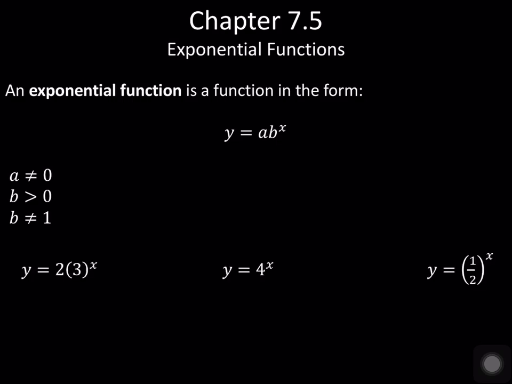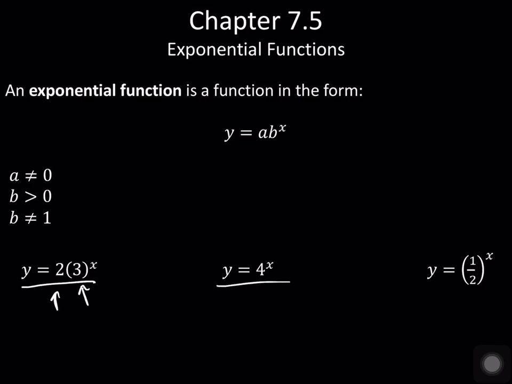Here are some examples of what exponential functions might look like. So in this first example, y equals 2 times 3 raised to the x power. Notice that the 3 is the only part of this function that's being raised to a power. The 2 is a coefficient. It's sitting out front here, and it's saying, once you figure out what 3 to the x is, take that and multiply it times 2, and then all of that together is what equals y. So 2 is a coefficient. 3 is what is being raised to a power.